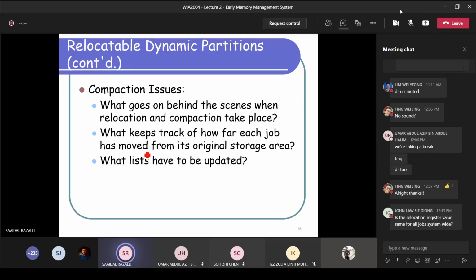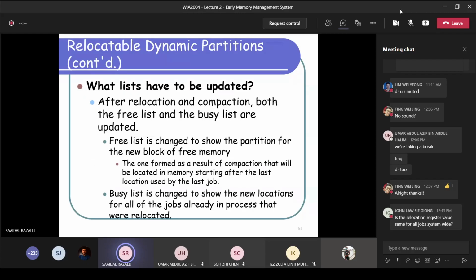What keeps track of how far each job has moved from its original storage area? What lists have to be updated? All this is a compaction issue. RAM has to do more jobs, or the OS has to do more jobs. So what lists have to be updated?